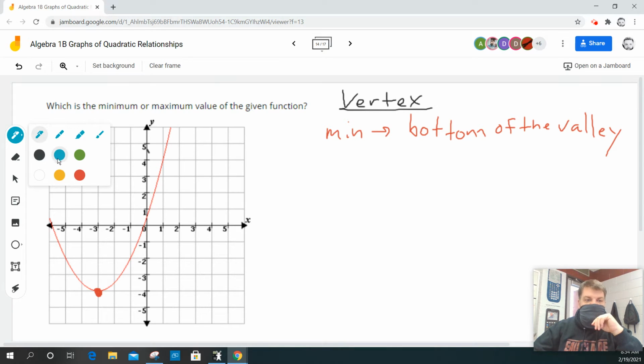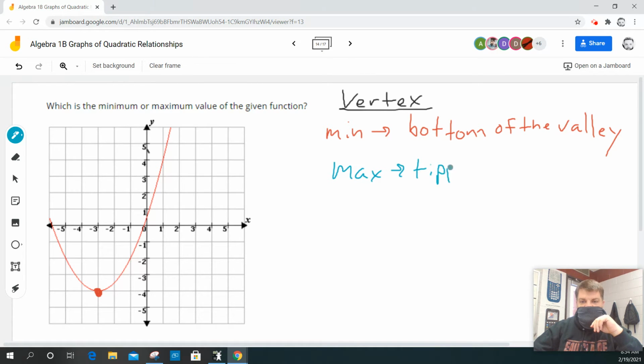Now the maximum is the tippy top of the hill. Okay?